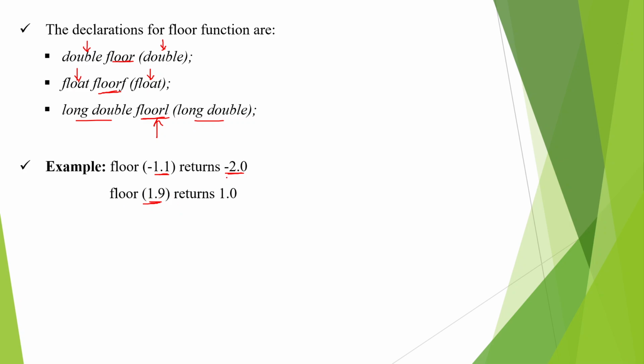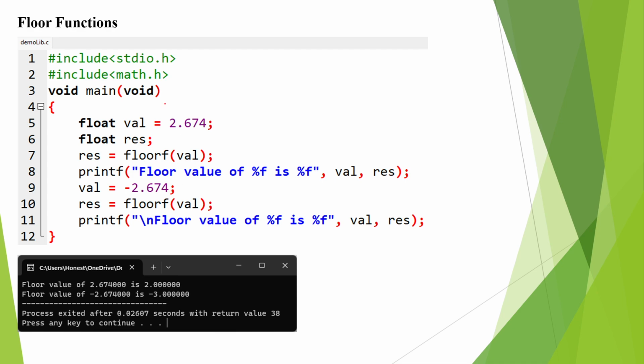So we will get the nearest possible integer value in the left hand direction, that is 1. Okay, we need to move in this direction. So in this direction 1 will be there, so we will get 1. Even if you execute the program, what I have done is I have created a variable val, and in that I have stored 2.674.